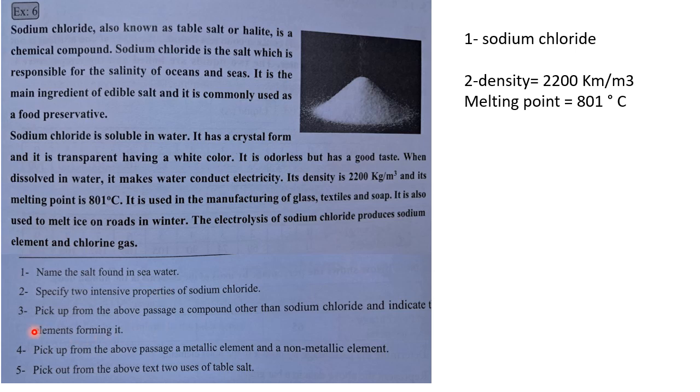Part 3, pick out from the above passage a compound other than sodium chloride and indicate the elements forming it. We have water. When it is mixed with water, it makes water conduct electricity. So it makes water conduct electricity. The other compound mentioned here is water. It's made up of hydrogen and oxygen.